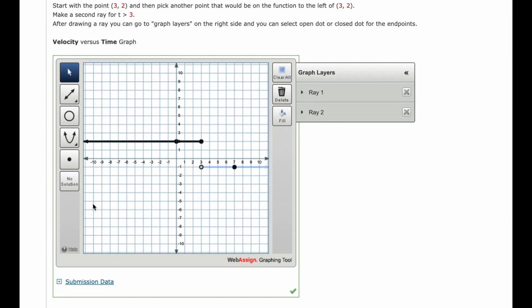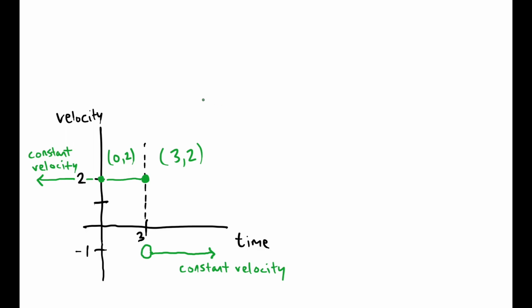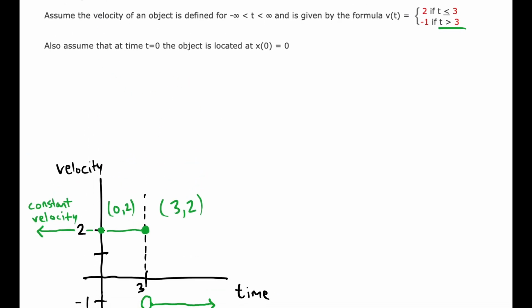Alright, so we got credit for the velocity. Now we just have to plot the position. So for that, we need some more information. In the instructions, they say that our object at time 0 is located at the origin of this coordinate system. So the vertical is the x, the horizontal is the time, and they're saying that our position at time 0 is 0. So that's starting out right here.